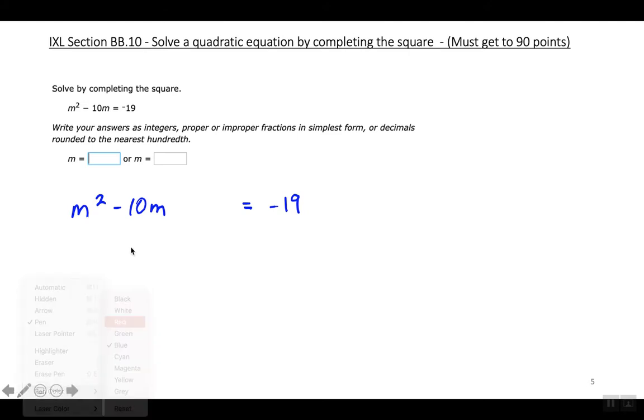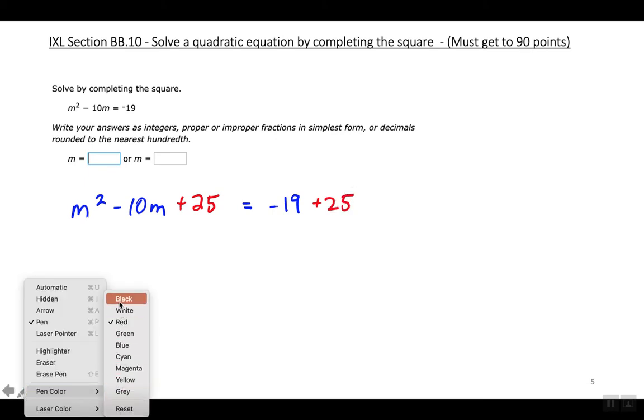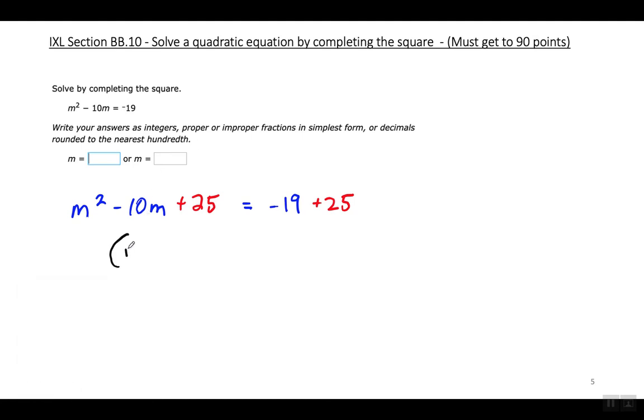Let's complete the square. I'm going to take the b term divided by 2 and square it. Negative 10 divided by 2 is negative 5, and negative 5 to the second power is positive 25. Whatever you add to one side of the equation, you have to add to the other side. On the left-hand side, when I factor that, I'm going to get m minus 5 to the second power, because negative 5 times negative 5 is positive 25, and negative 5 plus negative 5 is negative 10. On the right-hand side, when I simplify, I'm going to get positive 6.